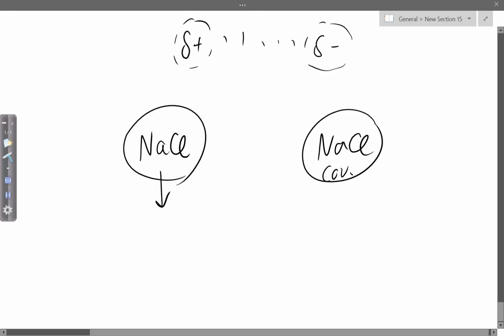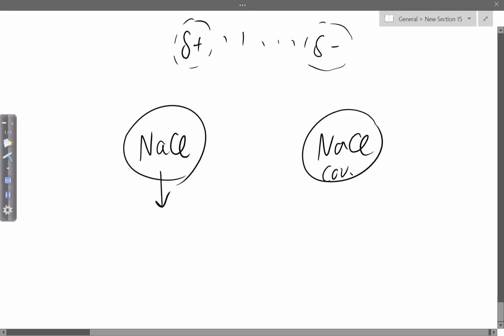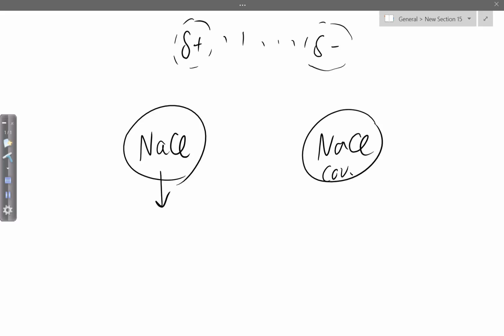But why for this it has lower melting point? Try to make a guess. Why is this so? Because if it's covalent character, then it is a partial charge, not a full charge.